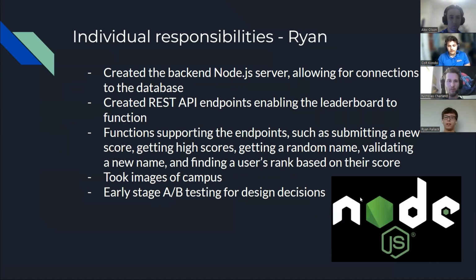So I was on the backend team, and one of my biggest responsibilities was creating the Node.js server, allowing for connections to the database. So that involved creating REST API endpoints, enabling the leaderboard to function. Some of these functions were supporting different things, such as submitting a new score, getting high scores, getting a random name for someone that hasn't chosen a name yet, validating a new name, and finding a user rank based on their score. I was also responsible for taking some of the pictures of campus, as well as early stage A/B testing for design decisions so we could know how we could better make our app.